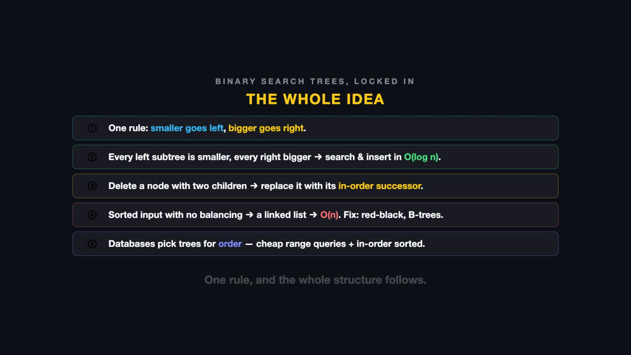the tree is balanced. Deleting a node with two children means replacing it with its in-order successor, the smallest value on its right. But feed it sorted data with no balancing, and it degenerates into a linked list. Back to O of n. Real systems use self-balancing trees, like red-black and B trees, to prevent that. And the reason databases reach for trees over hash tables is order. Sorted keys make range queries and in-order traversal cheap. That is the whole idea.